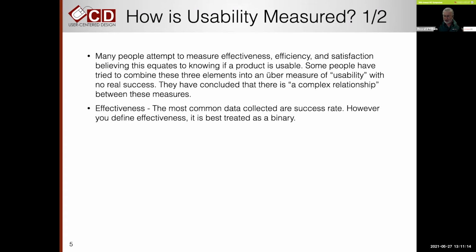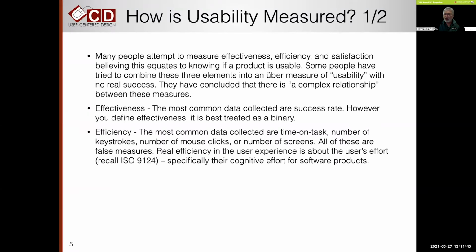First of all, effectiveness, the most common measure for this is success rate. So the best thing to do when you're looking at a product is to say, can the user succeed? That's the root of the definition, the ability of people to accomplish an activity. So they either accomplish it or they don't. And to give them partial credit for almost accomplishing something gets us into an area we probably don't want to be. So think of effectiveness in this sense of, can they accomplish what they want to accomplish?